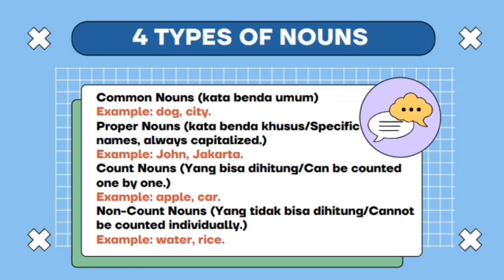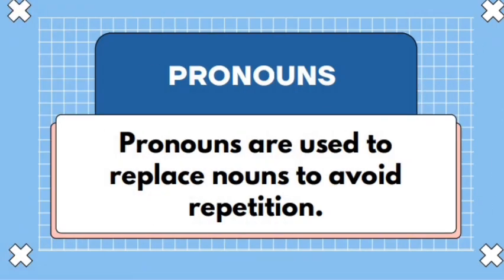Proper nouns are specific names, always capitalized. Example, John, Jakarta. Next is count nouns, can be counted one by one. Example, apple, car. Next is non-count nouns, cannot be counted individually. Example, water, rice.